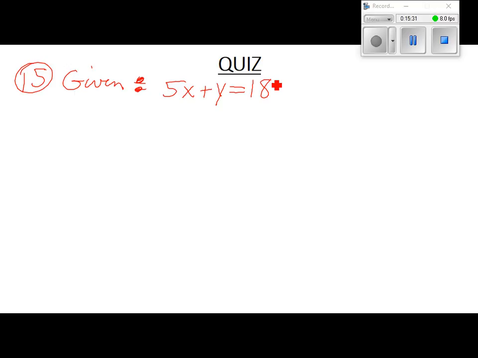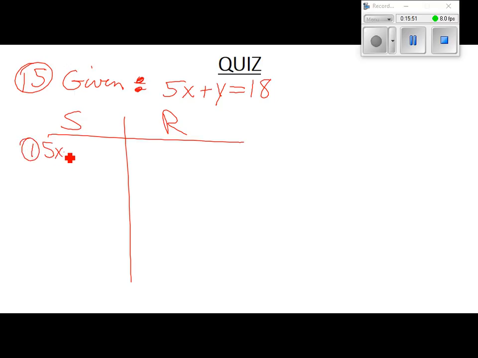So we want to get y all by itself, right? I'm going to put this. Michael knows I'm pretty lazy, so what's S stand for? Statements. What's R stand for? Reasons. What's our first statement going to be? 5x plus y equals 18. How do we know that? Given. They wanted to solve for y. What do you got to do to get y by itself? Subtract 5x, so you end up with y equals what? Negative 5x plus 18.